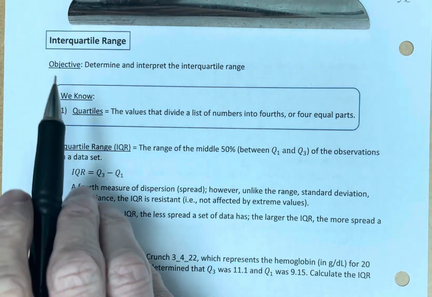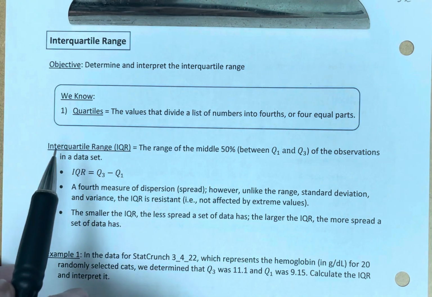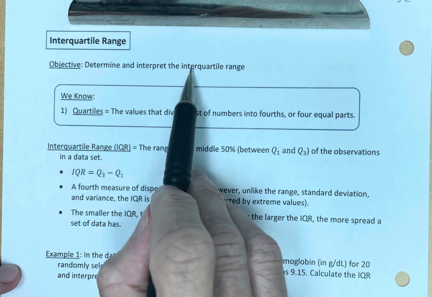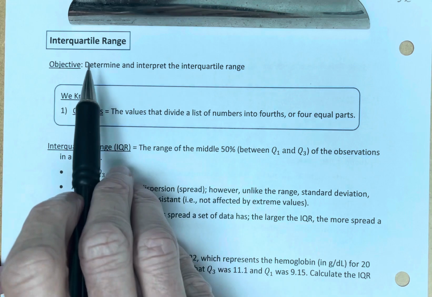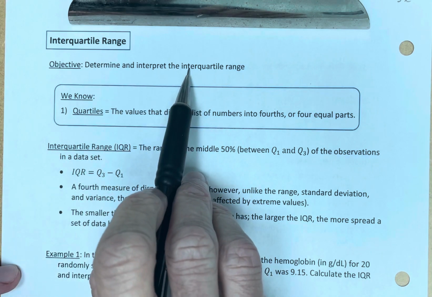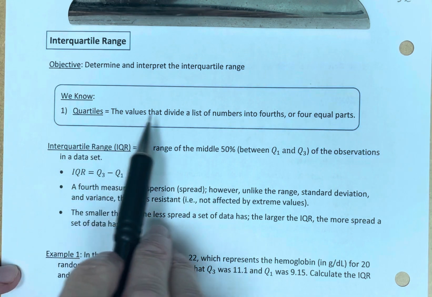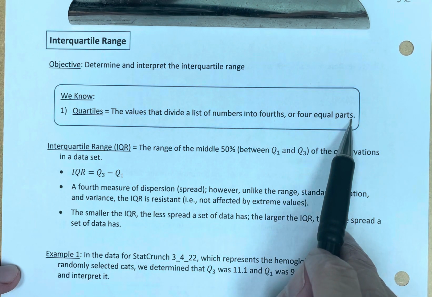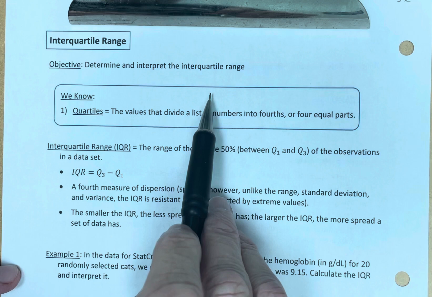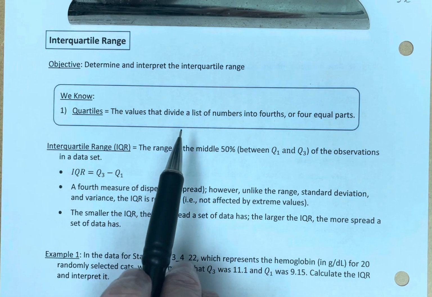Interquartile range. Our objective? Determine and interpret the interquartile range. Let's remind ourselves the prefix inter means between. So we're talking about working with something that is between quartiles. Well, we know what quartiles are: the values that divide a list of numbers into fourths, or 4 equal parts. We had quartile 1, quartile 2, which we call the median, and quartile 3. Those 3 values divided our data into 4 equal parts.